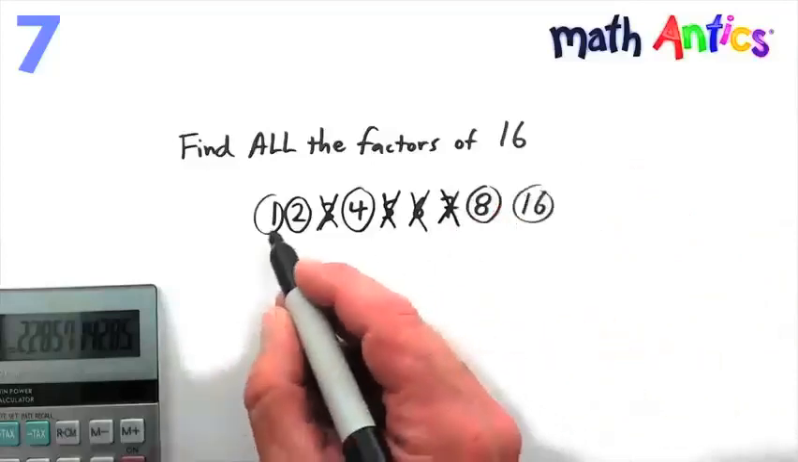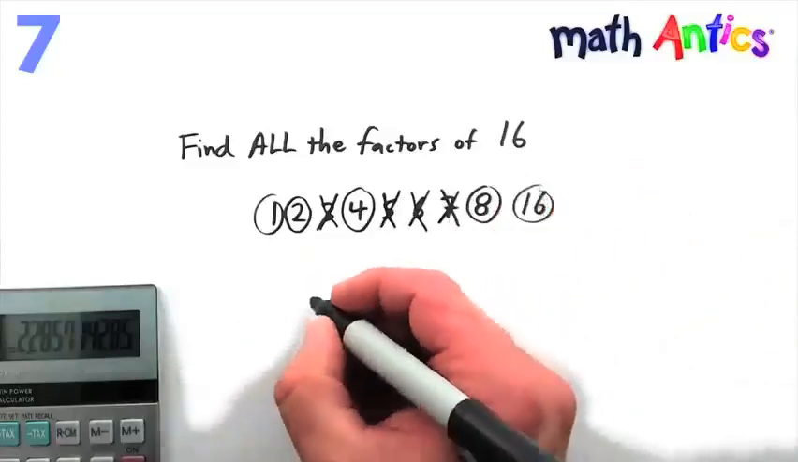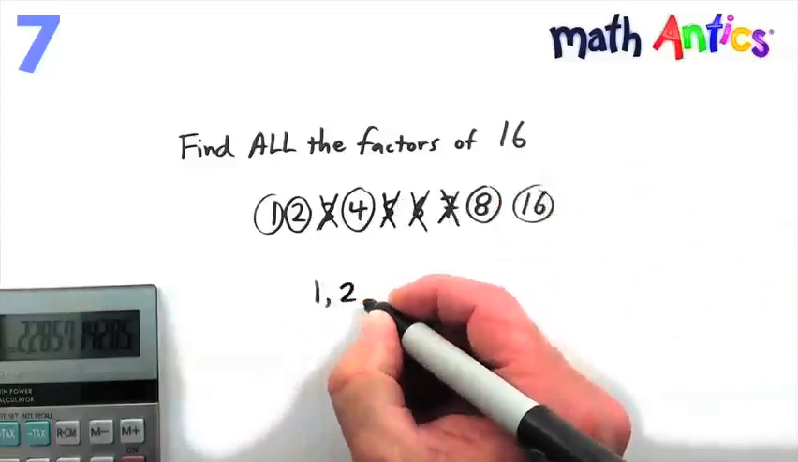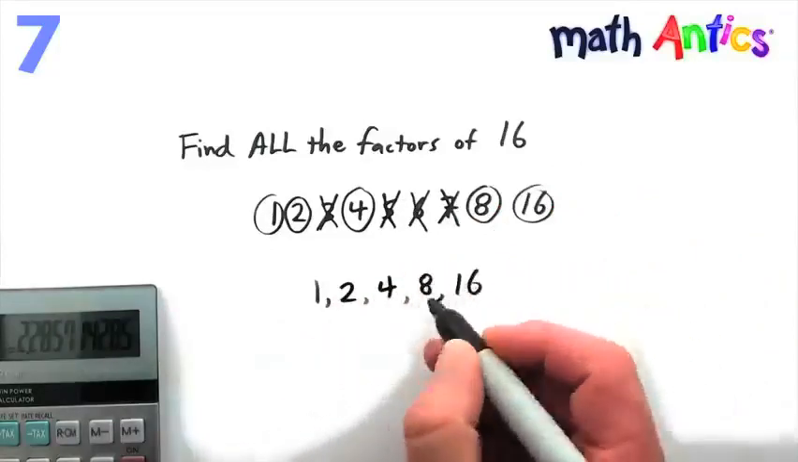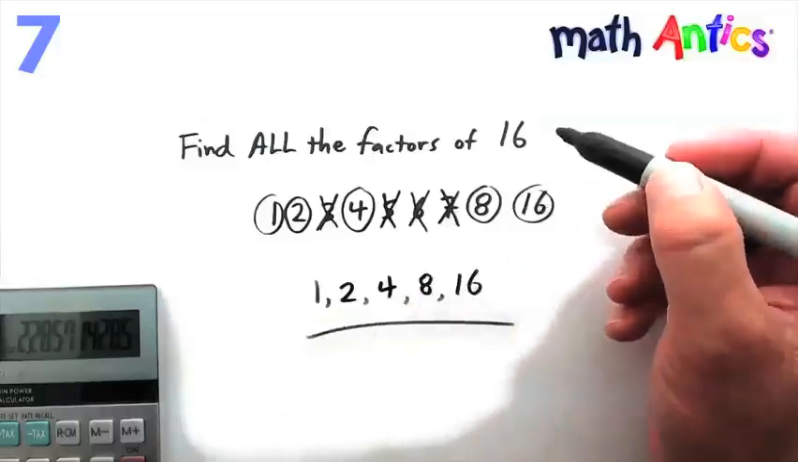So there, now we can make our factor list. All the factors of 16 are 1, 2, 4, 8, and 16. Those are the factors of the number 16.